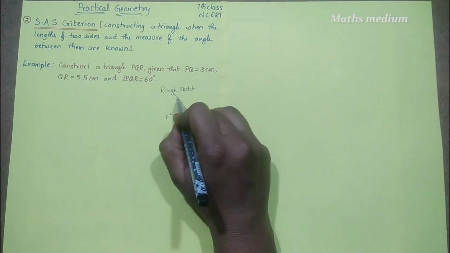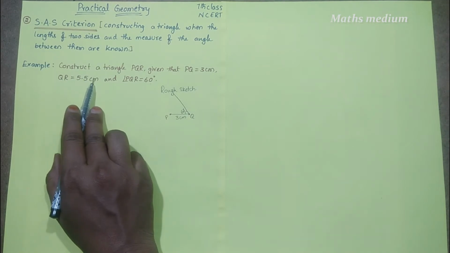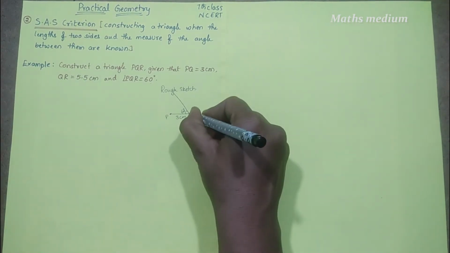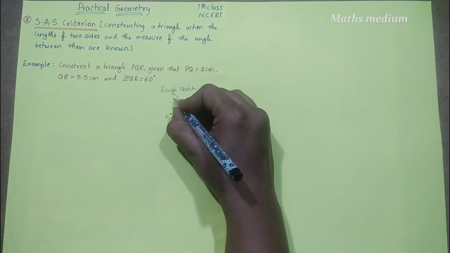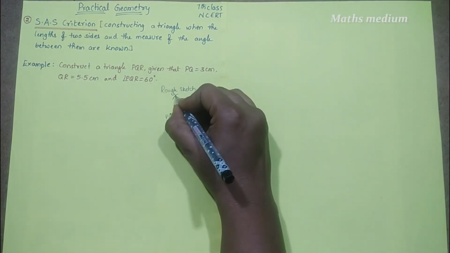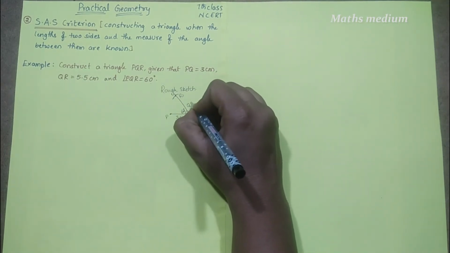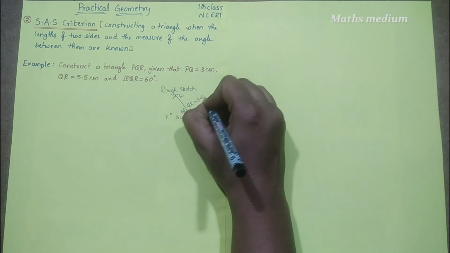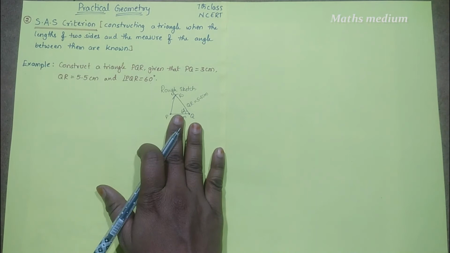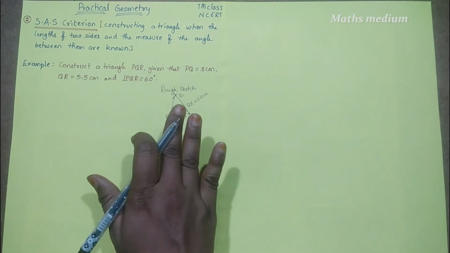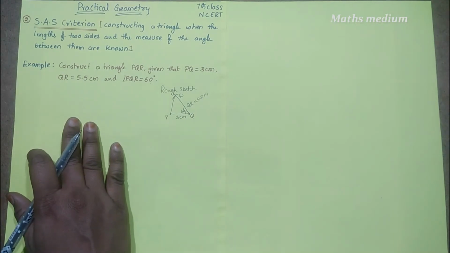Now we don't know where the point R is, but here given QR is equal to 5.5 centimeters. So again from Q, take the compass with 5.5 centimeters and make an arc like this. So this is the point of intersection, it is R, and QR is equal to 5.5 centimeters. Now connect PR also. So this is the construction of triangle PQR, that is also a rough sketch. Based on this rough sketch, we are proceeding to the construction of the triangle.